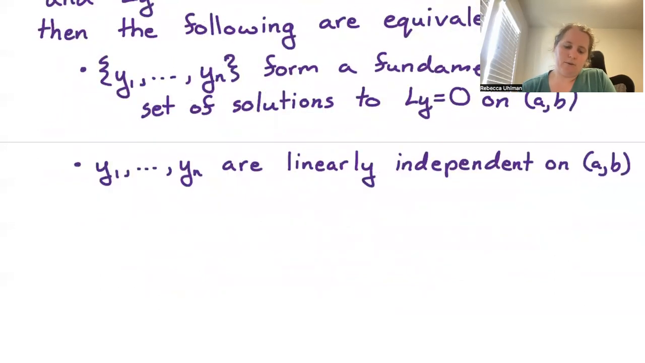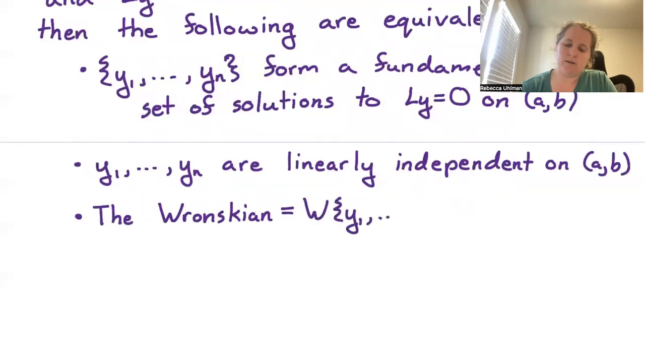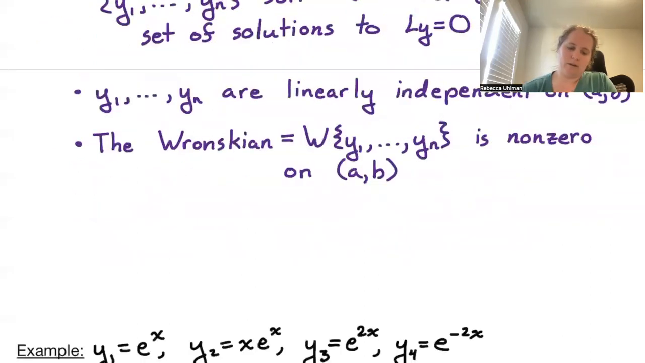Third is that the Wronskian of y1 through yn is nowhere 0 on AB. So notation wise, we denote this as W of y1 through yn. So this Wronskian is non-zero on AB. And then the most useful piece here is we actually just need the Wronskian to be non-zero somewhere on AB.